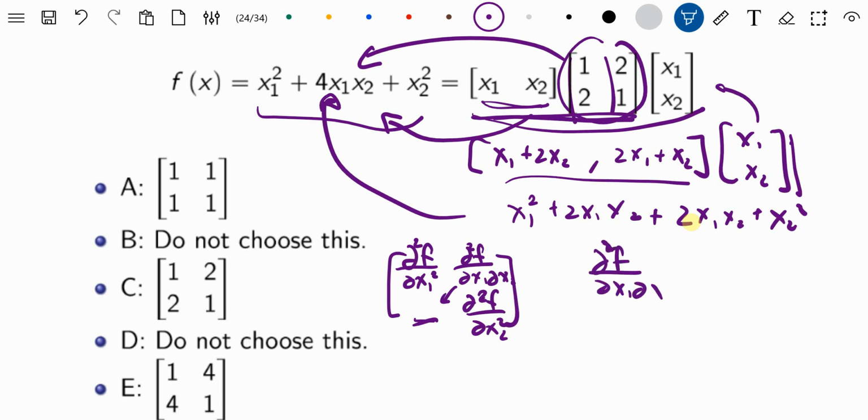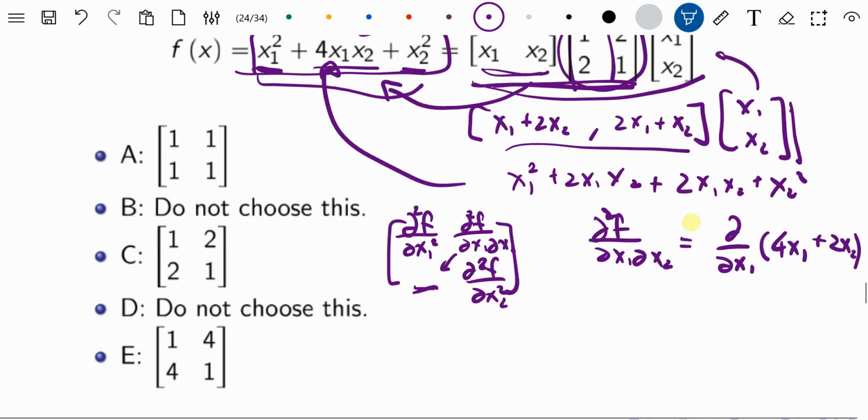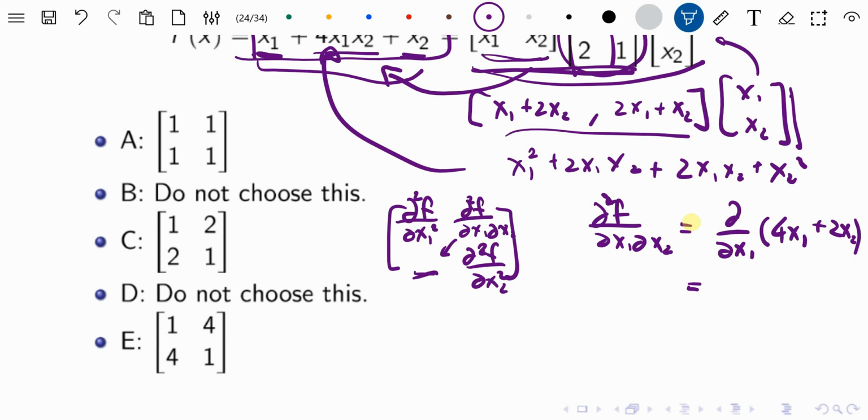So x1, x2. So this means differentiating this thing with respect to x1 first. So let's leave x2 out. Actually, this notation means differentiating with x2 first. So let's leave x1 out. And then the derivative of this with respect to x2: this term is 0, this term is 4x1, this term is 2x2. So after that, you just differentiate again with respect to x1. This term is 0, this term is 4, so it should be 4.